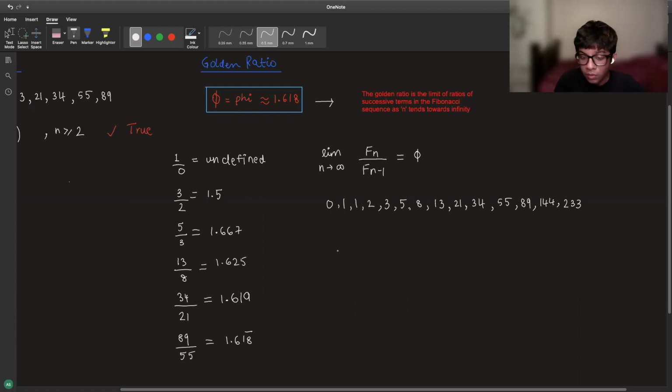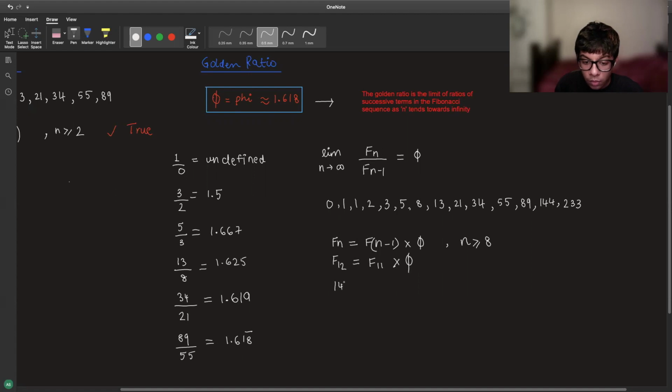So an interesting way to prove that would be f(n) equals f(n-1) times phi. And this doesn't work in every scenario, because if you look at 0 and 1, 0 times phi will not give you 1. So let's just say, as a marker, this only works provided that n is greater than or equal to 8. Okay, so let's take an example. Let's take 144, which is the 13th term. So it's f12 equals f11 times phi.